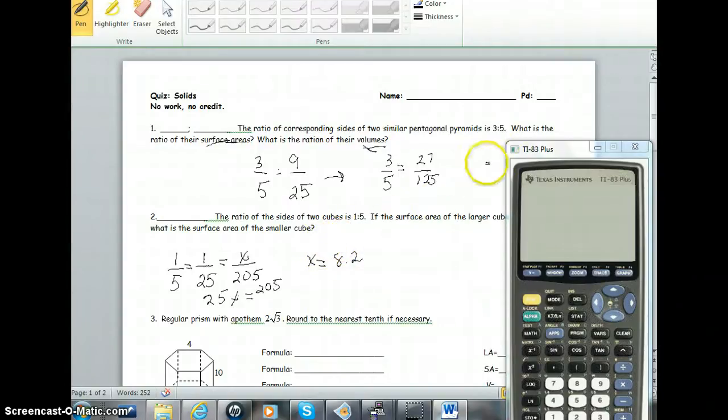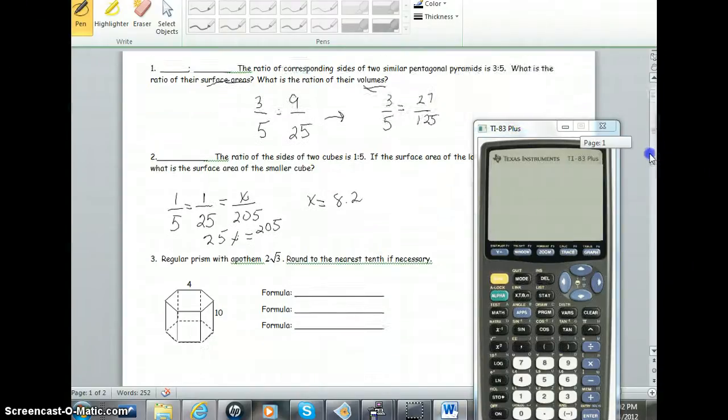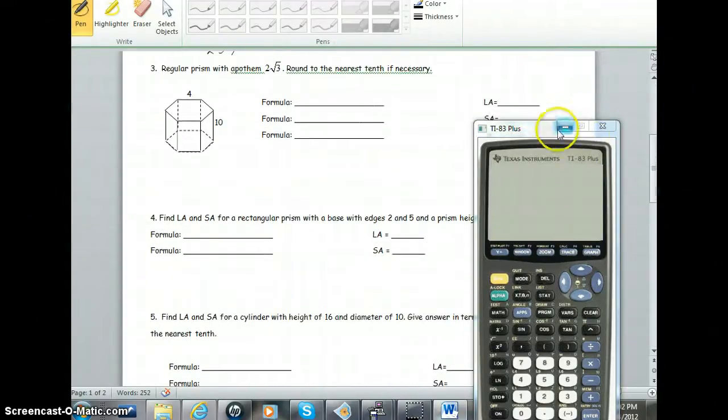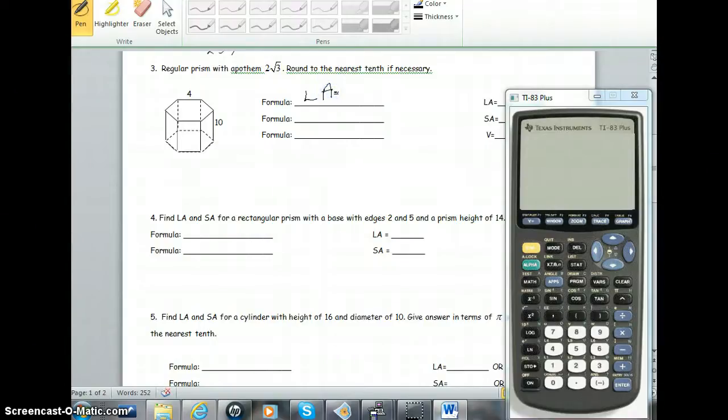Okay. Now we're going to go on up to the next problems. Going to complete number 3. It's saying a regular prism with apothem 2 root 3. This is what's presented. Find the lateral area. We're going to have to find the lateral area, and the formula for that is perimeter times the height. We're also going to have to find the surface area.